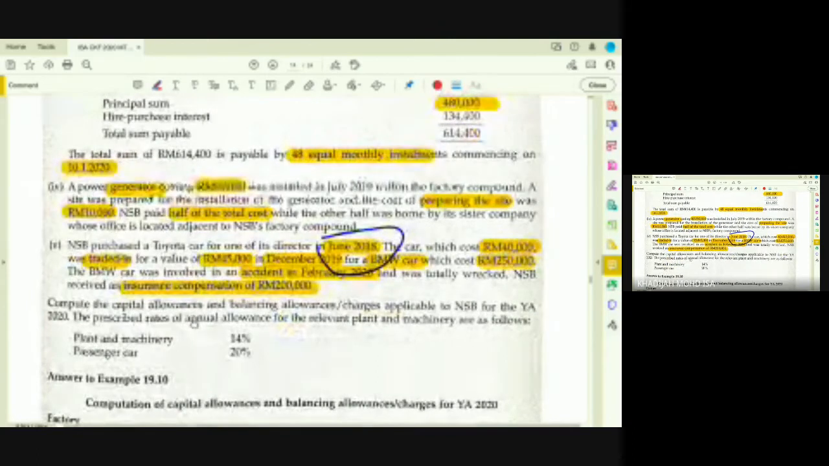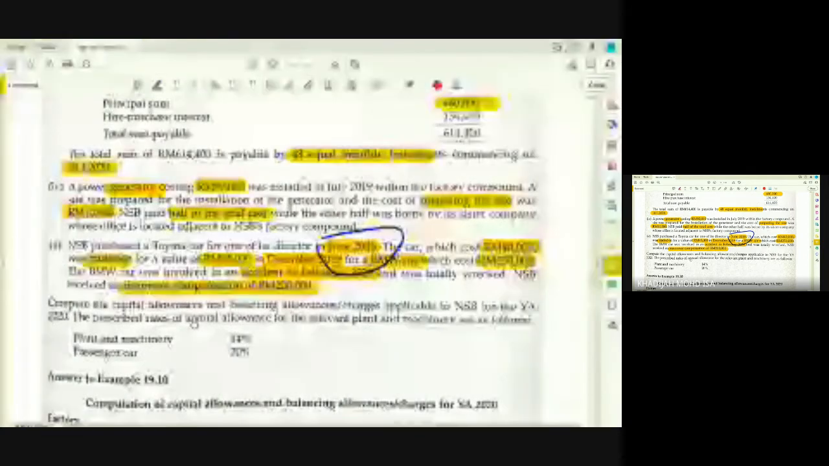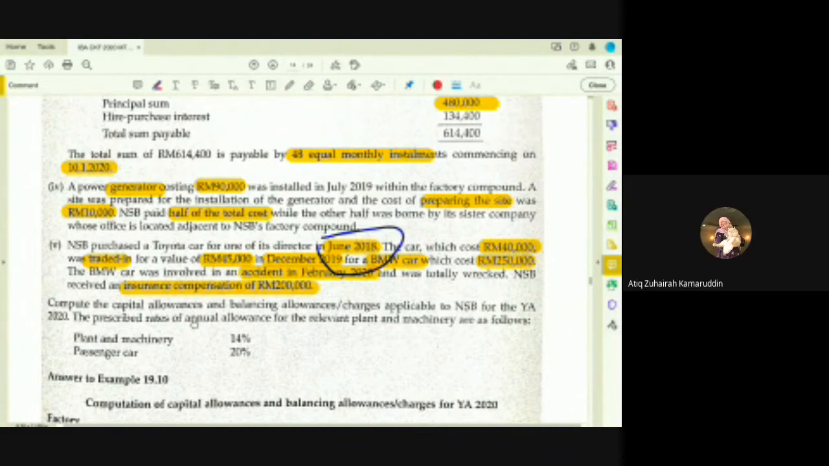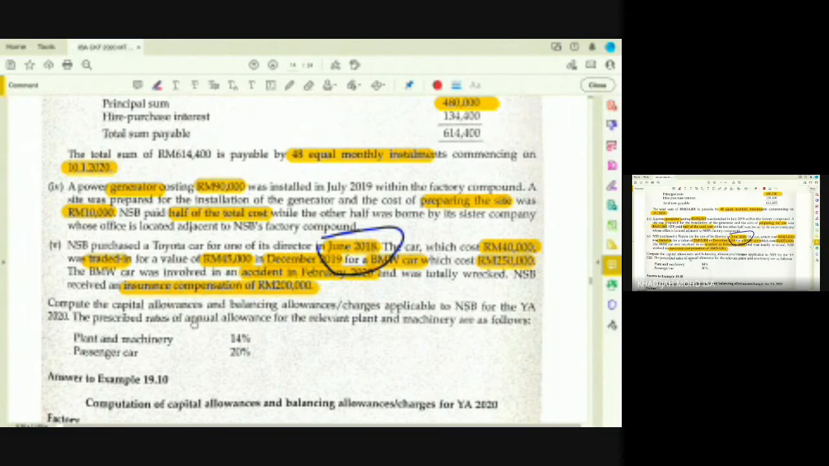Okay? Then you trade in a BMW car. So you have the Toyota car, now disposed of. Now you have a BMW car. So you have to do a computation for the BMW car, but remember that the cost is 250,000. So you have to restrict the qualifying expenditure. How much is the restriction? 50,000. Yeah, the QE is only 50,000 because the cost is more than 150,000.